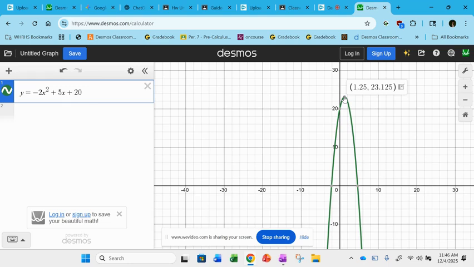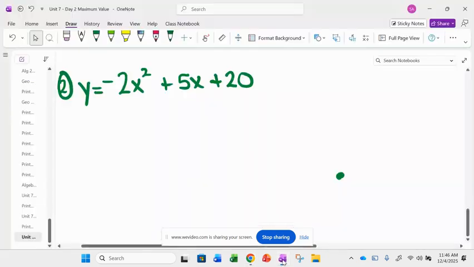Looking for somebody. Ilya? You got it. Our maximum is the y coordinate. So it's 23.125. Let's go back and see now.